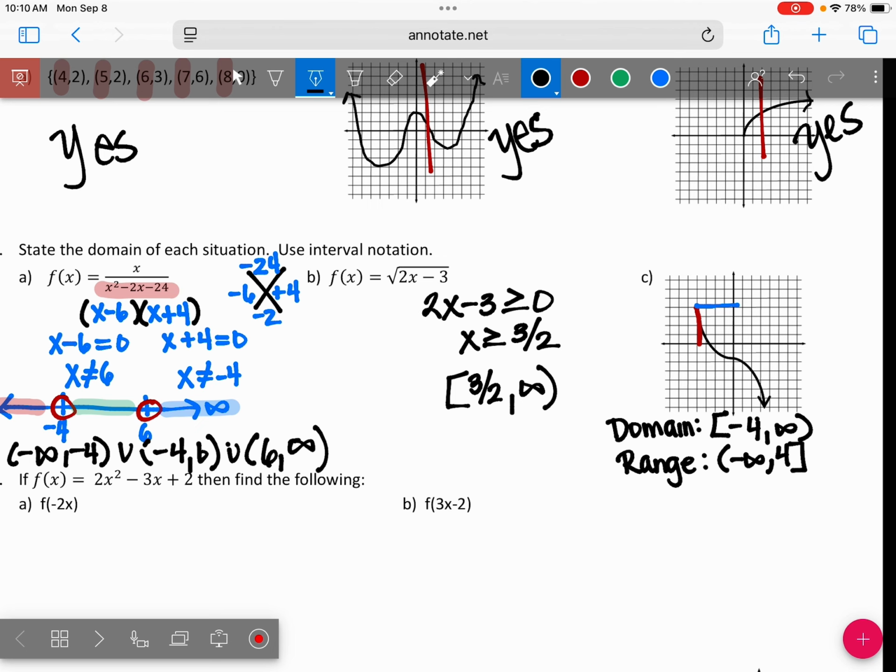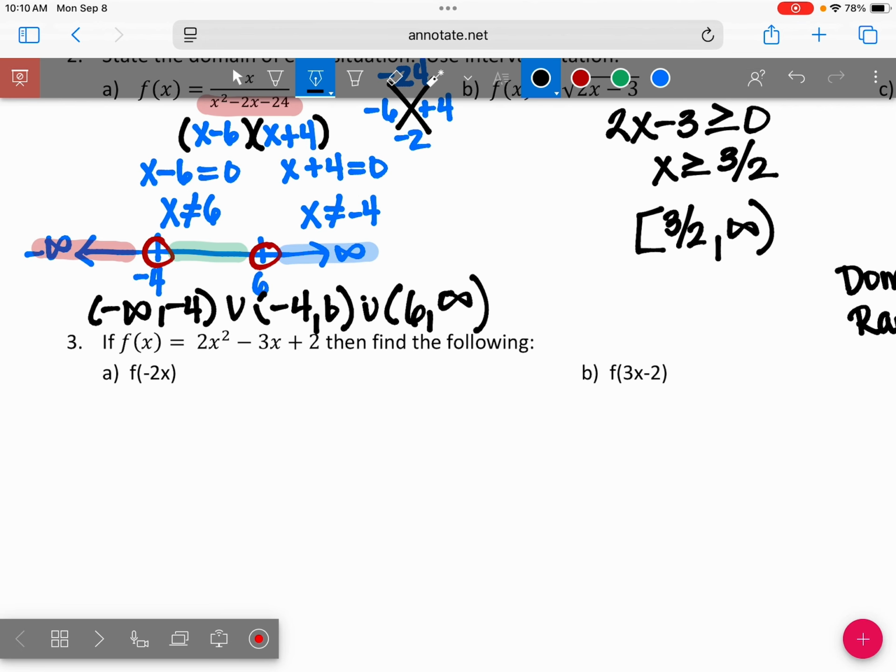All right, so now let's look at question number 3. We have our function. We have to do some substitutions. Now we have a quadratic, so I have to put this in both places. And then we're just going to follow the order of operations. So f of x says 2x squared minus 3x plus 2. The -2x will go inside. And then we do our order of operations.